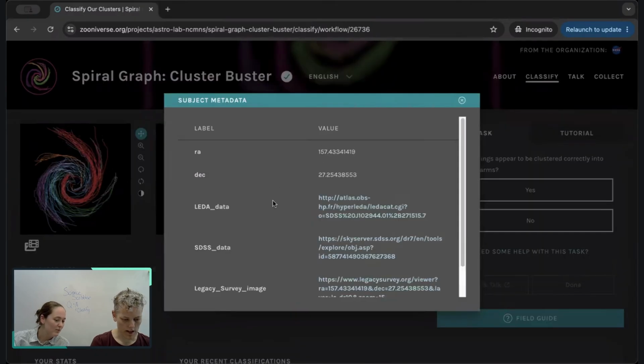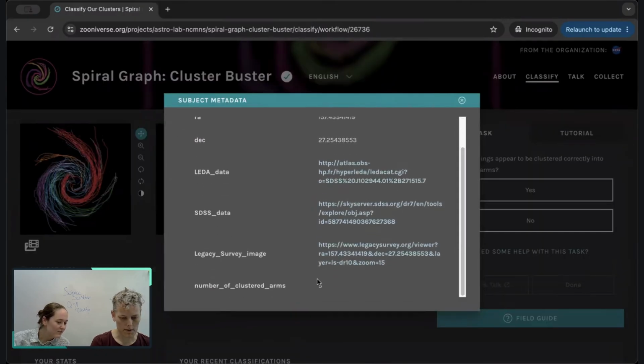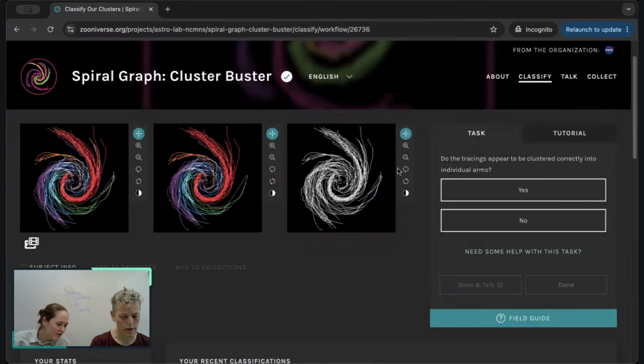Oh, we can look at the number, can't we? Number of clustered arms, 5. Okay. So red, orange, blue, purple, green. So the cyan I think is just the blue overlap. It's just the overlap of the blue and the green.